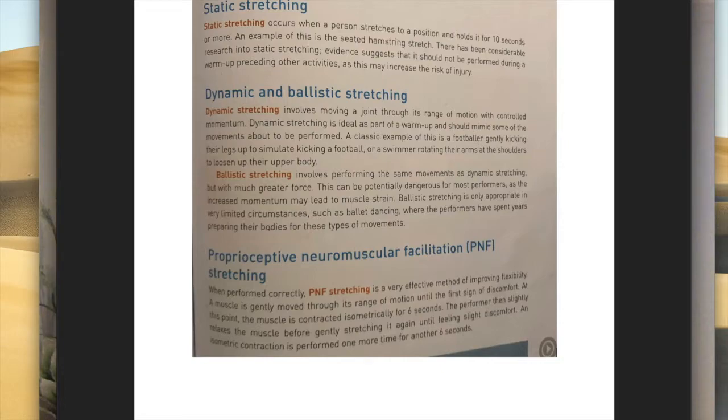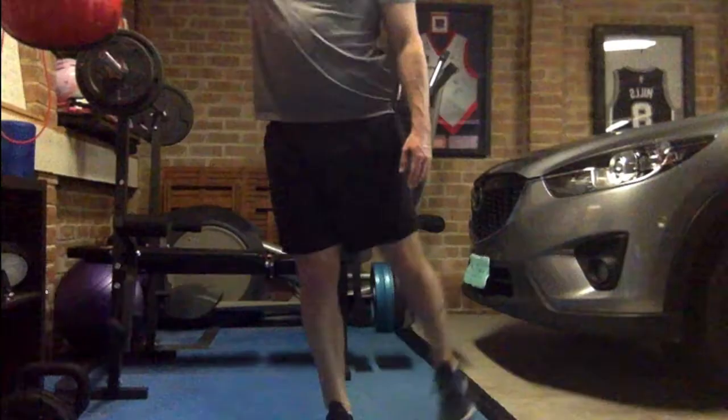Now, it's important to note before I show you dynamic stretching that athletes should not go and complete static stretching at the start of a training session, because when an athlete is not warmed up, if they try static stretching, there is a high likelihood of injury occurring. So dynamic stretching is preferable at the start of a training session. Let's have a look.